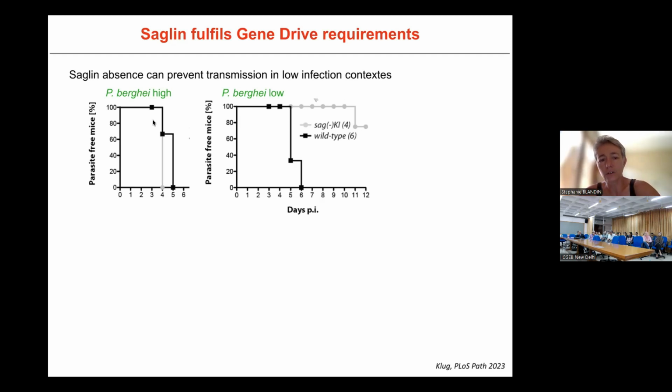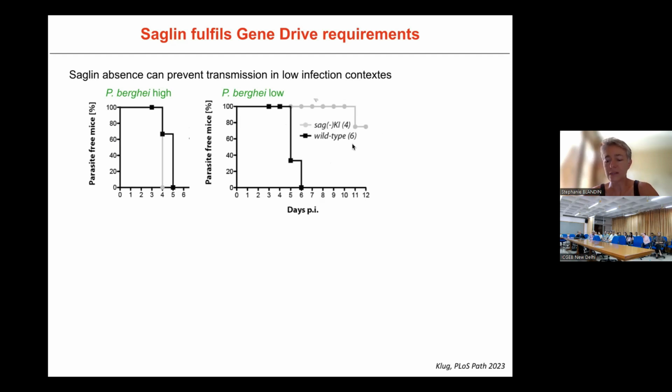So that's shown here. However, if the mosquitoes have been fed on a mouse with a low parasitemia, that's typically what we observe with falciparum, there's a decrease in the prevalence, and therefore most of them actually won't transmit, and most of the mice that were bitten stayed uninfected. There's just 1 out of 4 that got infected, the rest was not infected, in contrast to wild-type mosquitoes that all transmit malaria to mice. So typically, the absence of saglin can prevent transmission of the disease in a low infection context, which is actually what happens for Plasmodium falciparum.